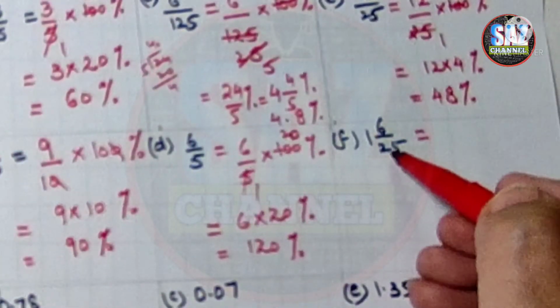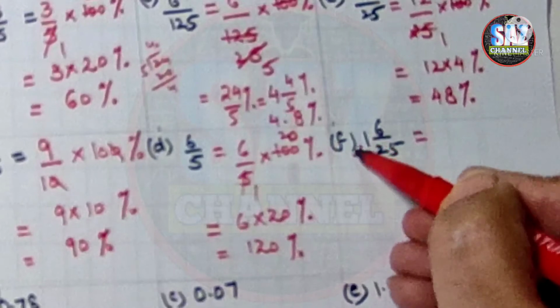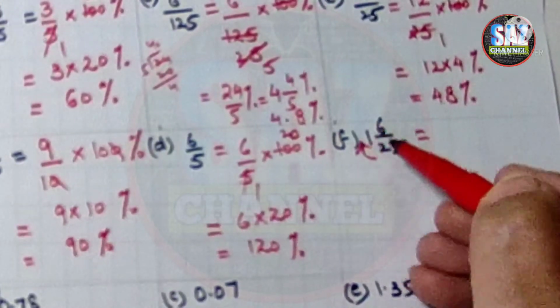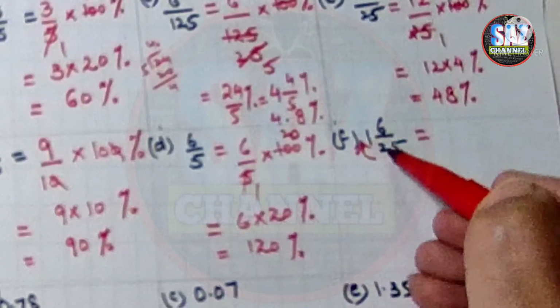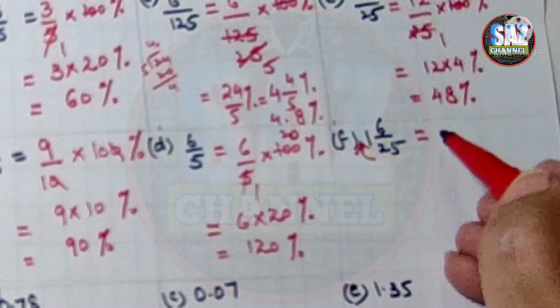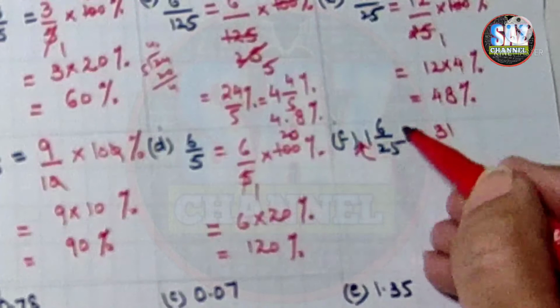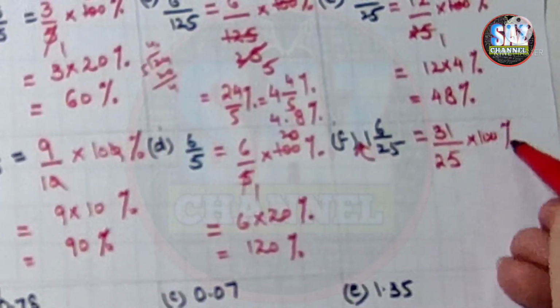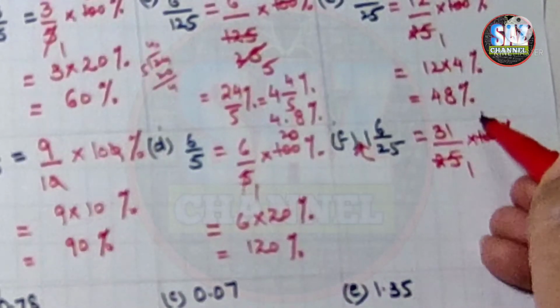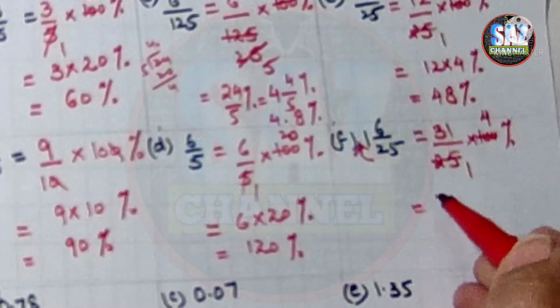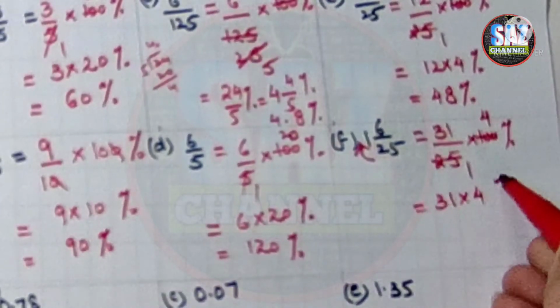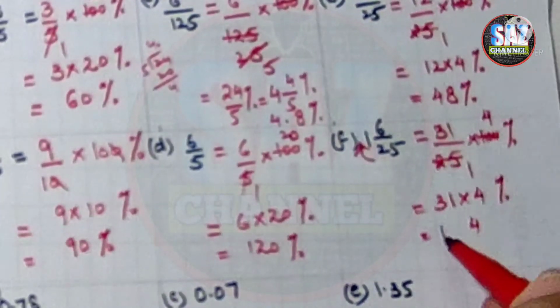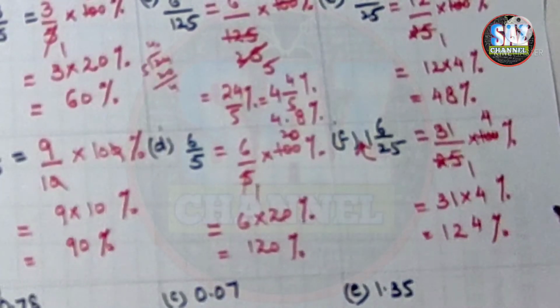And the next question is 1 whole 6 by 25. Again, students, this is a mixed number. How to turn the mixed number into a fraction? I have to multiply the denominator by the whole: 25 plus 6 is 31, so 31 by 25 multiplied by 100%. 25 how many times? You should have good command of the tables. 31 multiplied by 4, and this is equal to 124%. Students, I hope you are really clear on how to turn the given fractions into percentages.